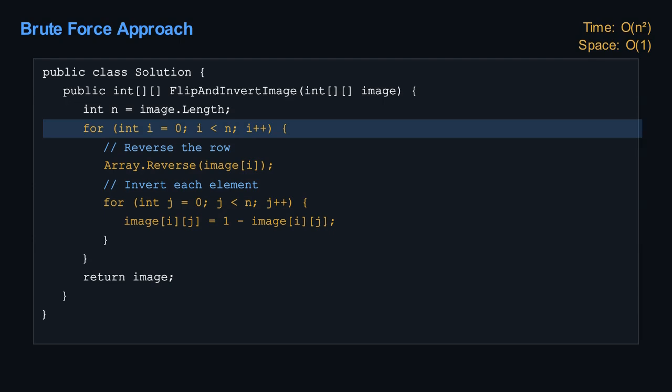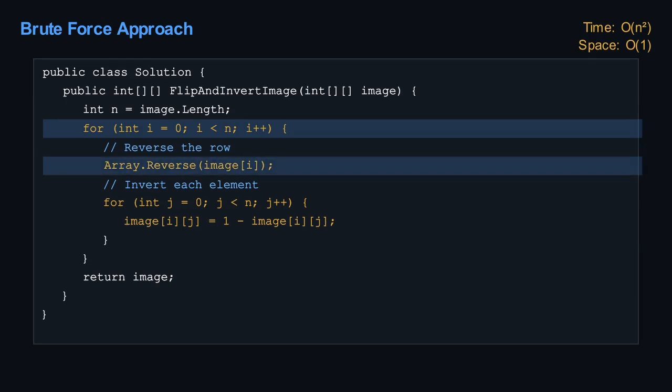Once a row is fully reversed, we then iterate through that same row again, element by element. For each element, if it's a 0, we change it to a 1. If it's a 1, we change it to a 0. We repeat this two-step process for every single row in the image.